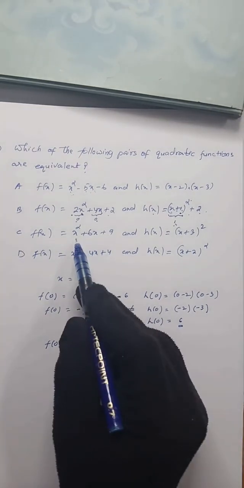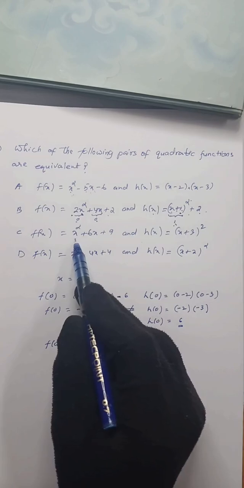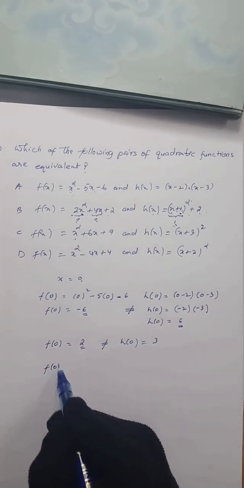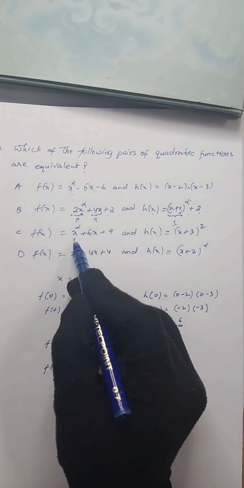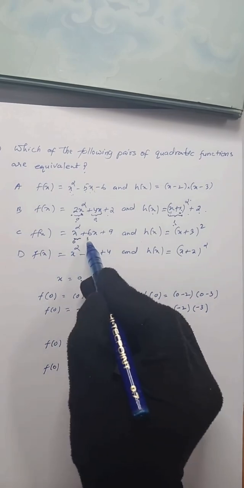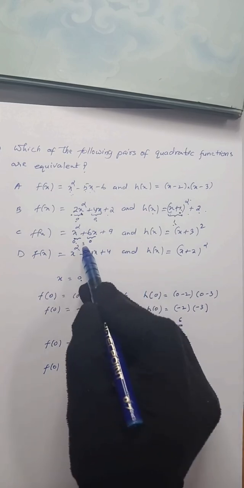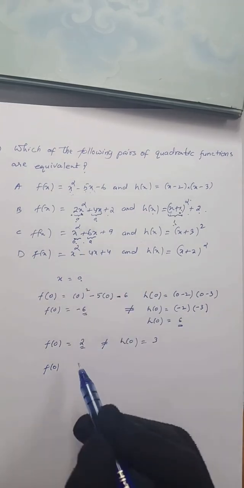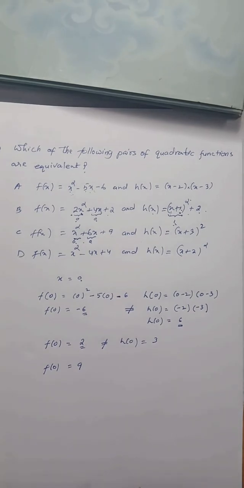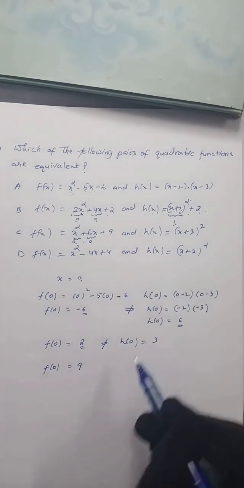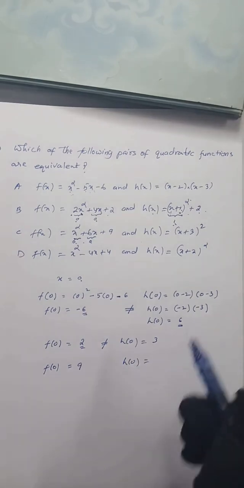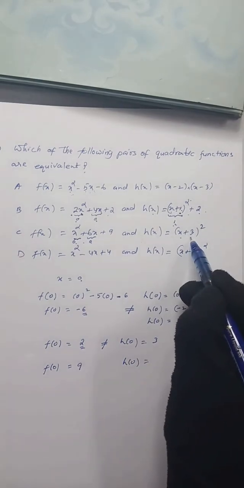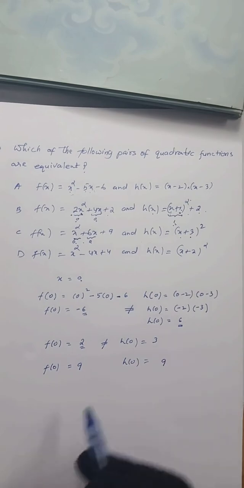If I go to this one, I'm going to substitute 0 again, f of 0. 0 square will give you 0. This will give you 0. 6 times 0 will give you 0. So 0 plus 9 will give you 9. And h of 0. H of 0 is equal to 0 plus 3 is 3. 3 square is 9.